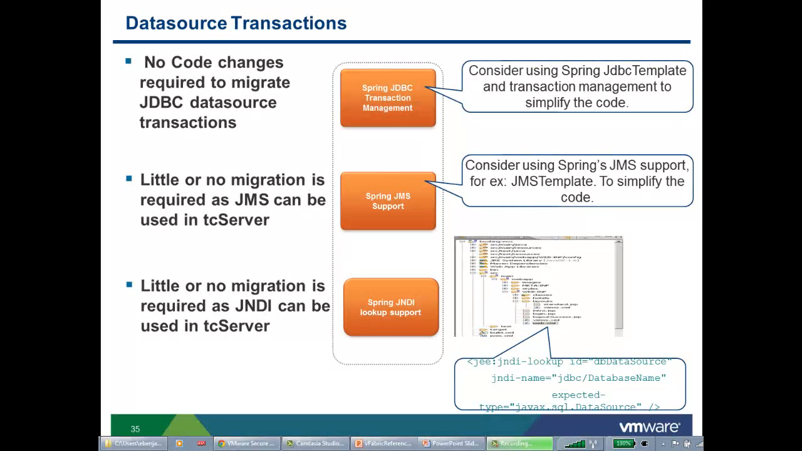So what are some of the things to consider when migrating code? No code changes are required to migrate JDBC data source transactions. You can leverage Spring JDBC Transaction Management. For JMS, you can leverage the Spring JMS support, and similarly for JNDI, you can leverage Spring JNDI lookup support.